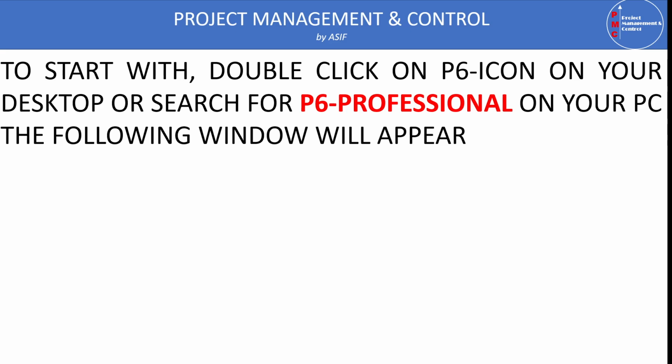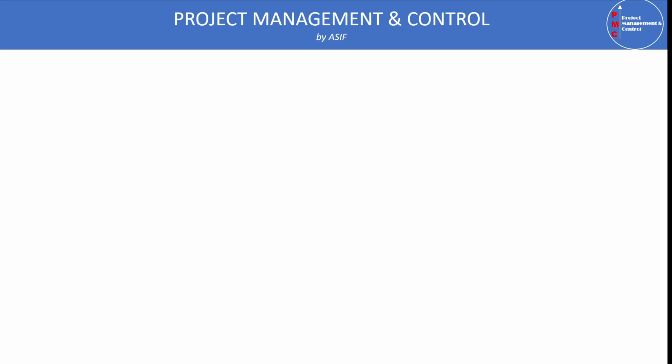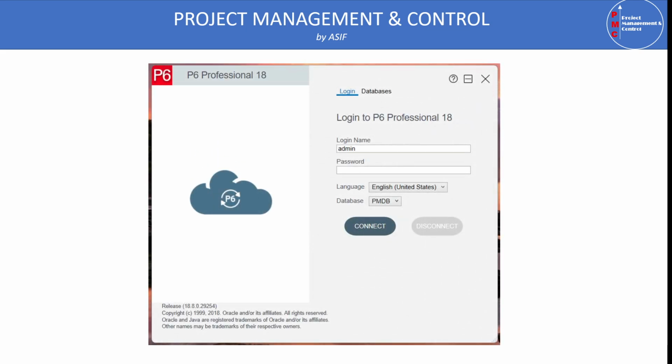Once you double click the Primavera P6 icon, the login window will appear. You can see it on the screen here. You have the login name, then you can put in your password and click connect. It will connect our Primavera to the P6 database.